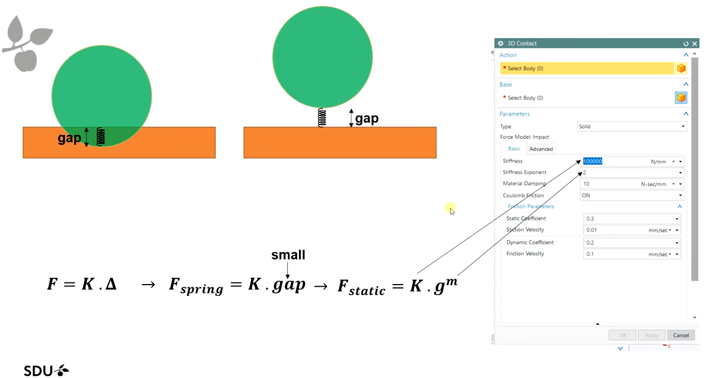Now you need to get these numbers right, and I will leave a link to a guideline that shows how you set these numbers correctly for different contacts. If you have a soft contact, then maybe you don't need the exponent, and that will show the real behavior. But for example, if you have steel, then you need a high exponent that generates a very big force right on impact.